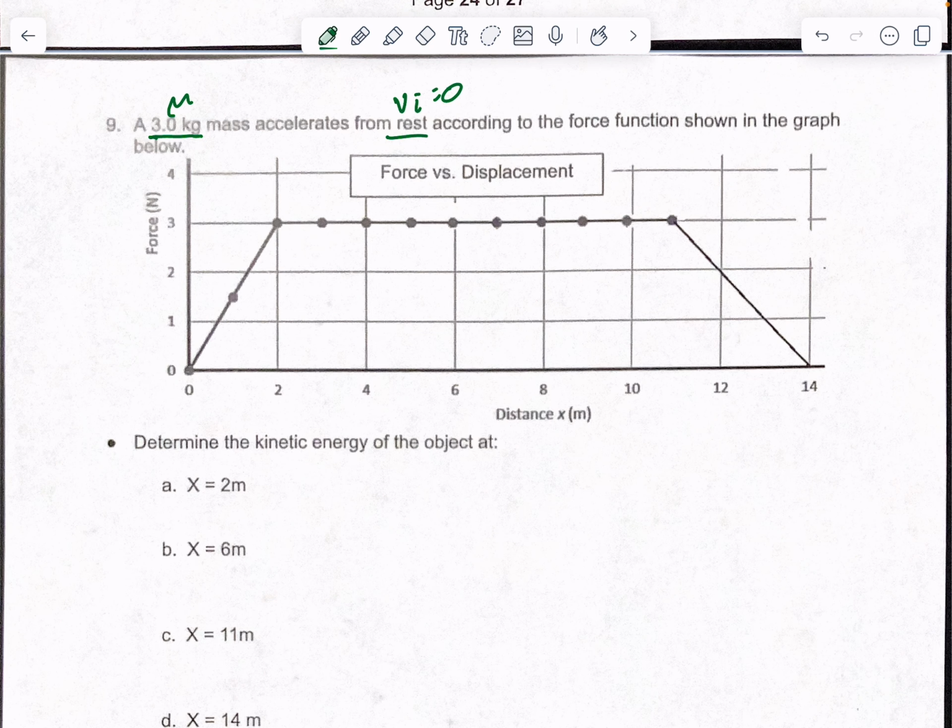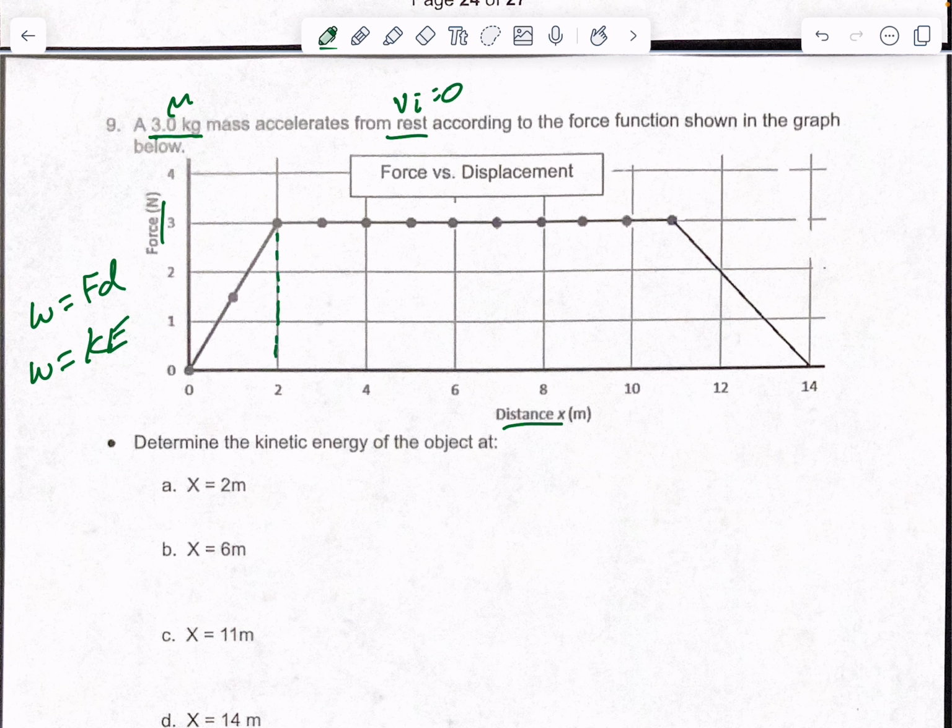So if you look at your axes, you've got force and distance. We know work equals force times distance, but we also know work equals kinetic energy. So if I ask you to find the work on a graph, find the area. If I ask you to find the kinetic energy on a graph, find the area. So we're just going to find our values here, up to 2 meters. We're going to figure out how much kinetic energy we have up to 2 meters.